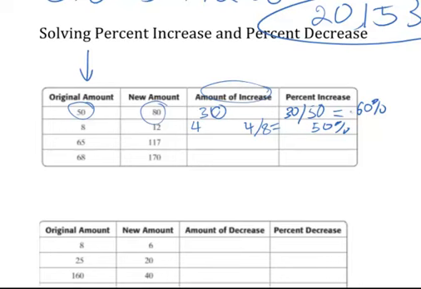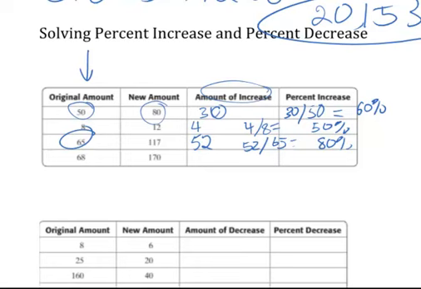Okay. The third one, from 65 to 117, if you want to figure out how much it went up by, just take 117 minus 65. That went up by 52. So I'm going to take that number 52, I'm going to divide it always by my original amount, divided by 65. I'm coming up with 0.8. Well, that's just 80%.